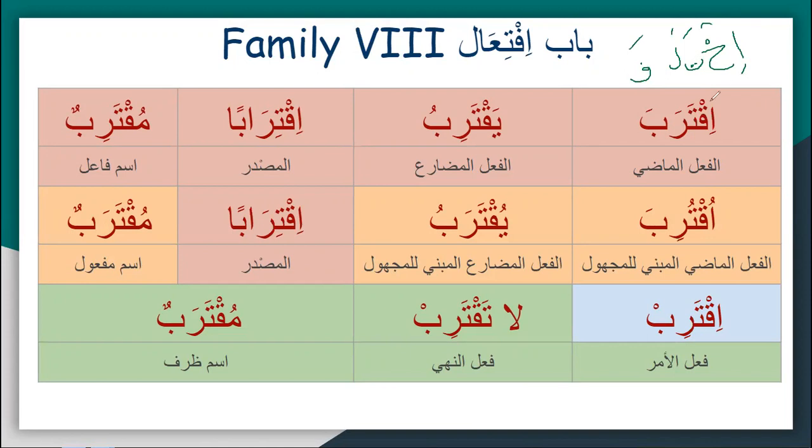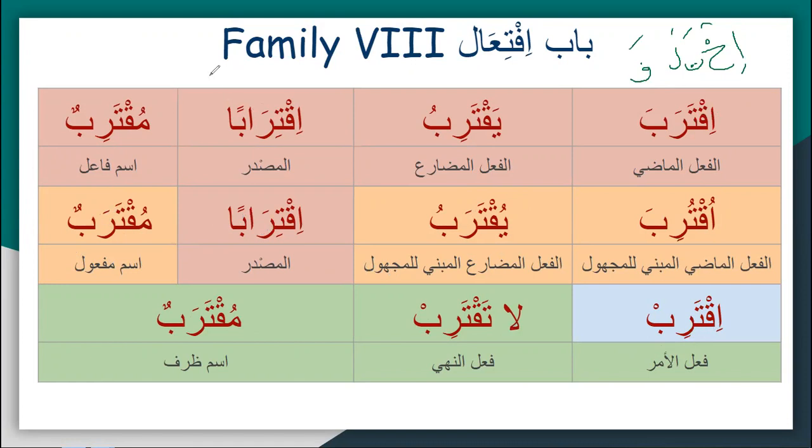So ikhtalafa yakhtalifu ikhtilafan fahuwa mukhtalifun. The one who differs is called mukhtalif. Ikhtalafa yakhtalifu ikhtilafan fahuwa mukhtalifun. Ukhtulifa yukhtalafu ikhtilafan fahuwa mukhtalafun. Al-amru minhu ikhtalif wa nahyu anhu la takhtalif wa zarfu minhu mukhtalafun. Okay, another word.